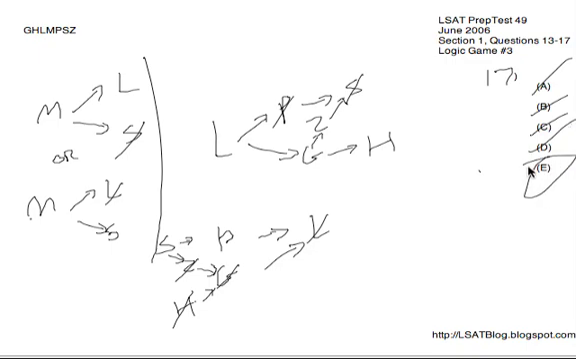Then E by elimination. Looking at it, both G and S is impossible because G in leads to S out, S in leads to G out, so whenever one of them is in, the other is out. So E is our answer for 17.